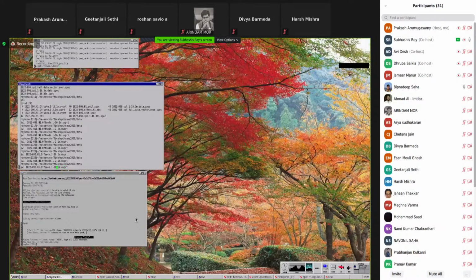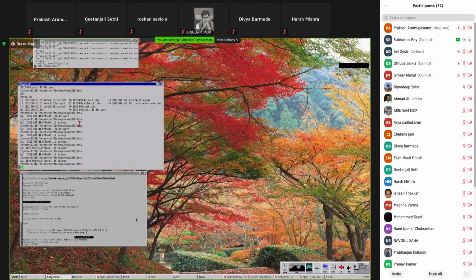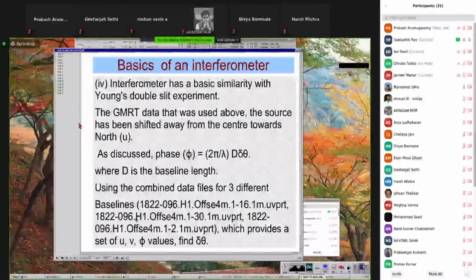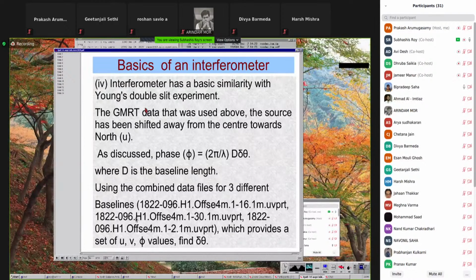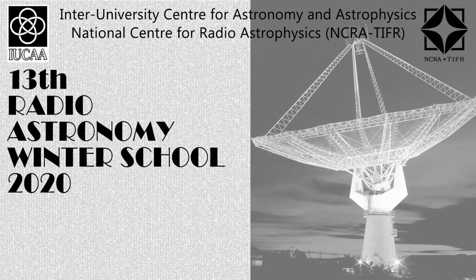Okay, sir. So from the phase lag and V, we need to calculate the angle. Yes, right. Should the angle be the same? Yes, of course, because with this phase, effectively the source has moved in the sky. Okay, sir, thank you, sir.